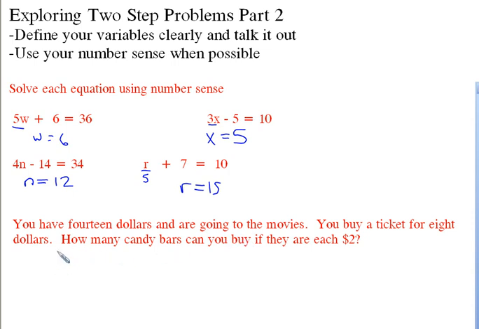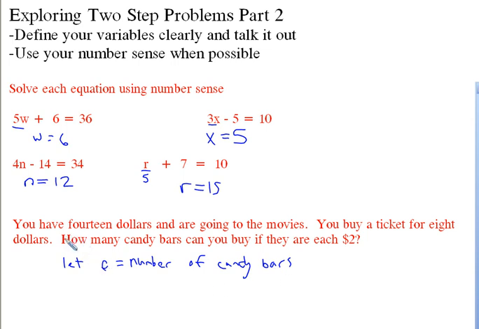But if we wanted to write it out as an equation, we could go ahead and say, let C equal the number of candy bars. And it's really important to define that variable clearly. So C is the number of candy bars.